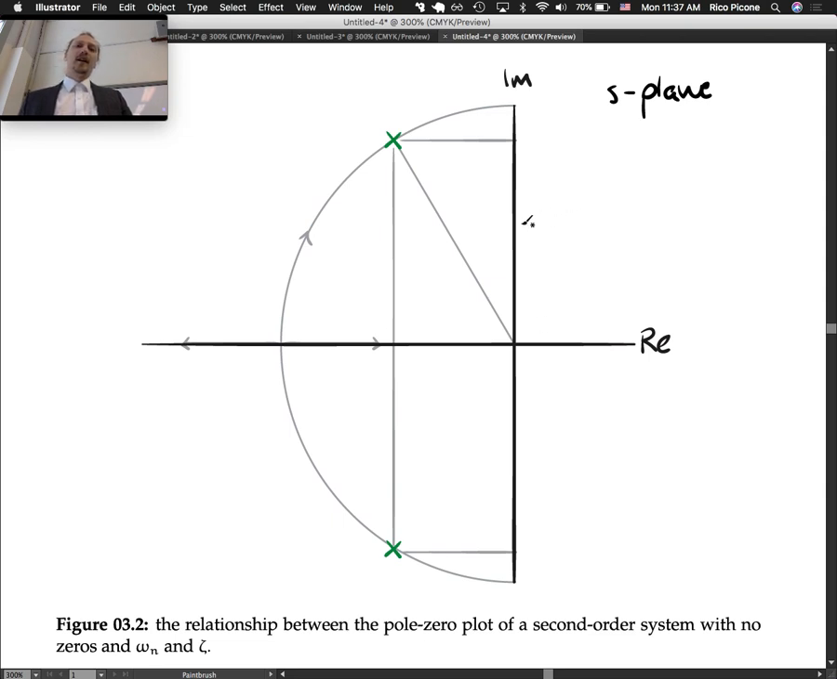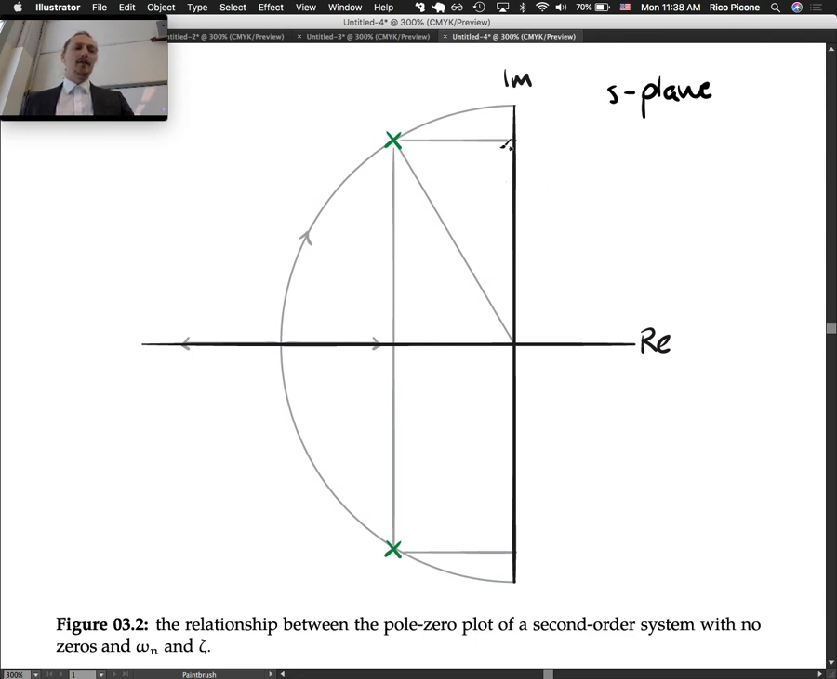So we have a complex conjugate pair of poles, no zeros. This is for the no zero second order case. There are 2 poles, so it's a second order system. And we have several parameters that you can just read off of this complex representation, okay? So let's try to remember what they are.